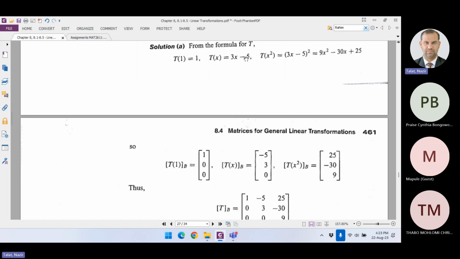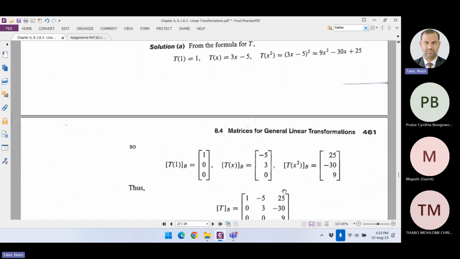Here we have minus 5, the coefficient of the constant, then the coefficient of x is 3, and the coefficient of x square is 0. So just take the coordinates from that and we will get the coordinate vector. Similarly, the coordinate vector of T of x square is 25, minus 30, and 9.